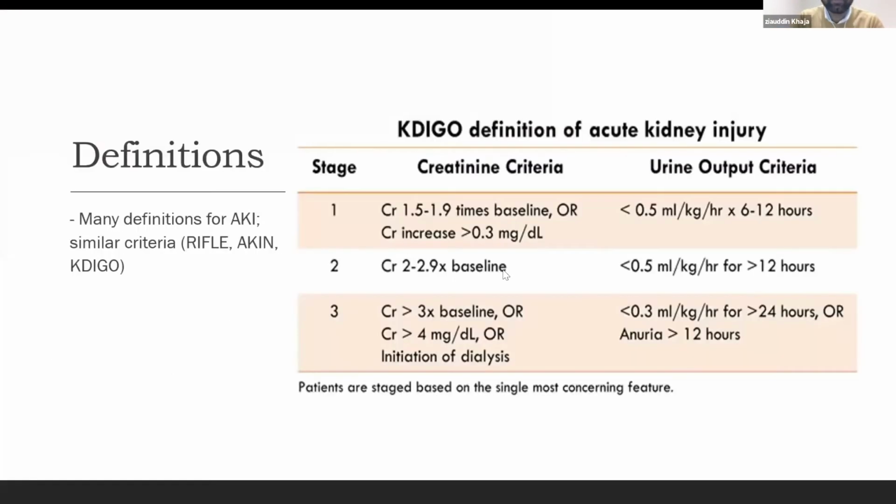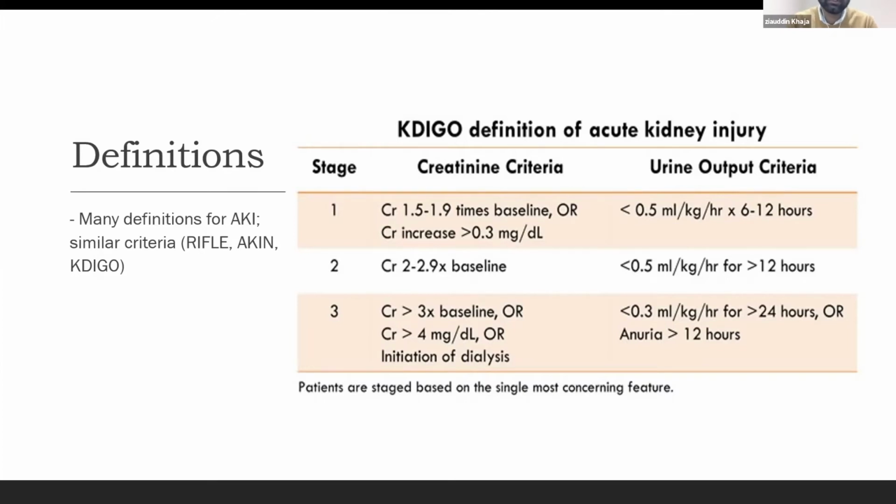So I'm going to begin with a definition of AKI. There were many definitions for AKI: RIFLE criteria, AKIN, and KDIGO. Sorry, I might not be saying it right, but speaking in the department, we just say KDIGO definition. So basically it's Kidney Disease Improving Global Outcomes definition.